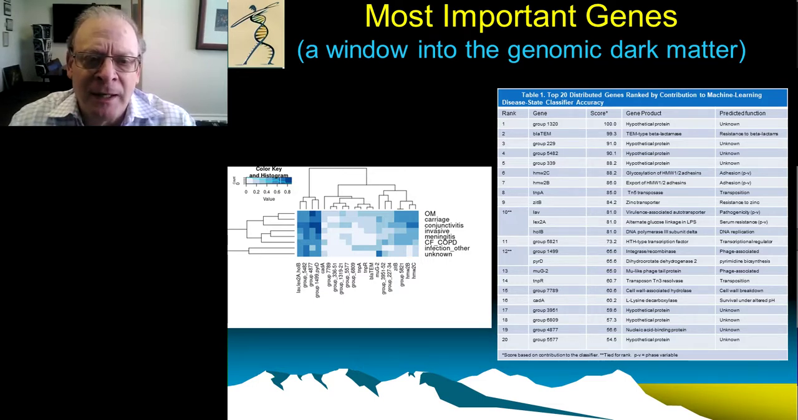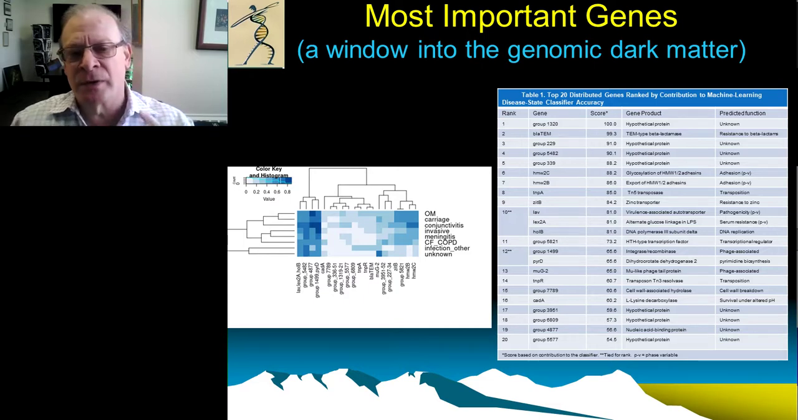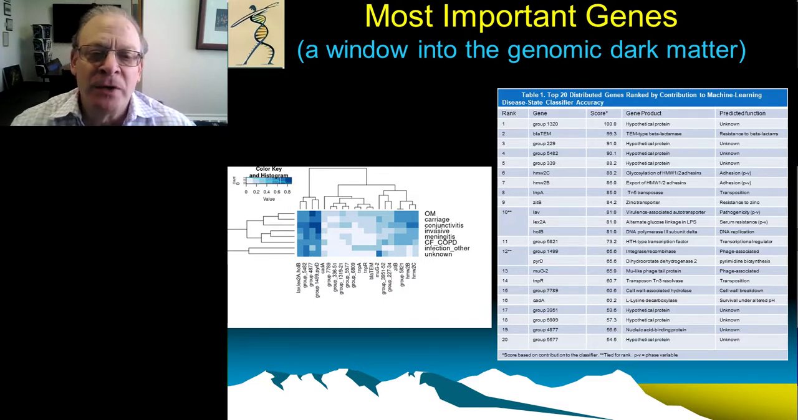Because if you look at the table on the right, you will see that 4 of the top 5 genes encode hypothetical proteins. That means we have no idea what these genes are encoding. That means that it's very likely that there's huge amounts of new biology that we will learn by characterizing the genes and proteins that this classifier has identified as being most important in determining what disease the Haemophilus influenzae is causing.